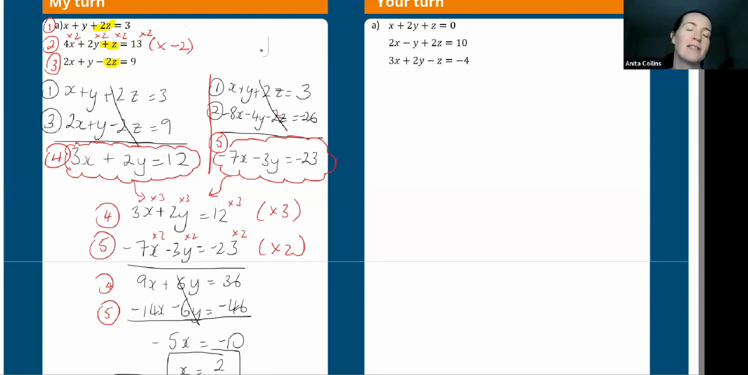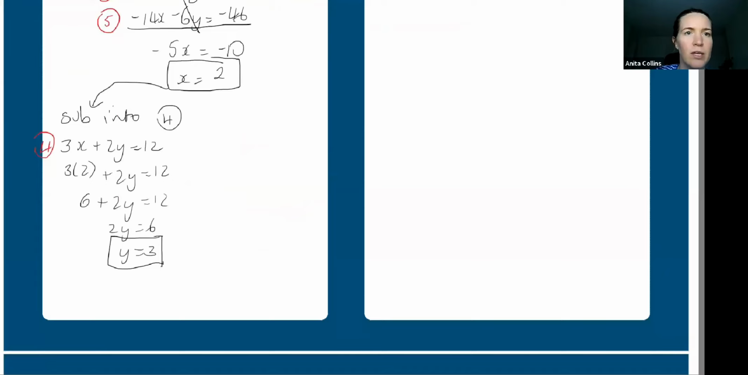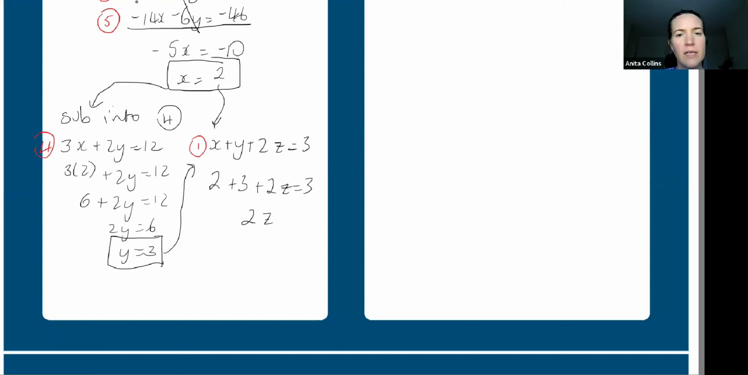I'm going to go with 1 because it looks like the easiest one. X plus y plus 2z is equal to 3. Okay, equation 1. X plus y plus 2z is equal to 3. Put that up there, put that down there. So I've got 2 plus 3 plus 2z is equal to 3. 2z is equal to 3 minus 3 minus 2. Z is equal to minus 1. There we are. We've solved. Now, if the question mentioned point of intersection, the point of intersection of these 3 planes is 2, 3, minus 1 in 3D space, x, y, z.